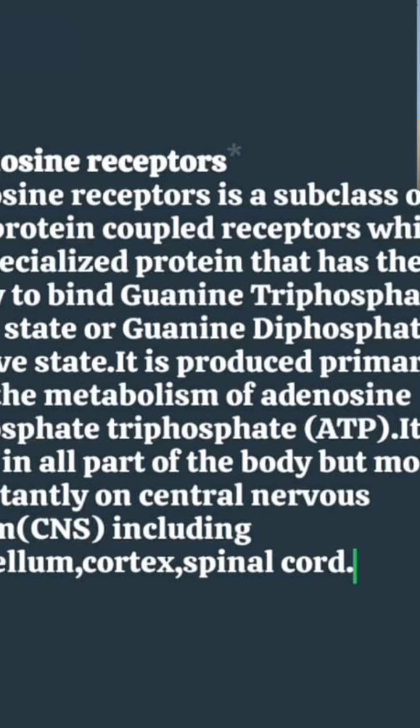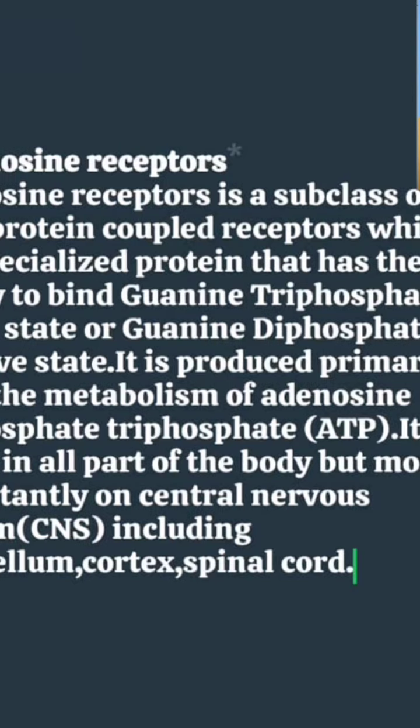Adenosine receptors are subclasses of G protein coupled receptors, and G protein coupled receptors are classes of protein that have the ability to bind with GTP, known as guanine triphosphate, in the active state, or guanine diphosphate, which is GDP, in the inactive state.